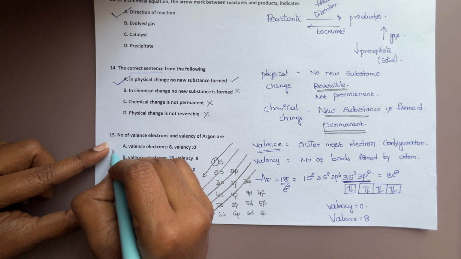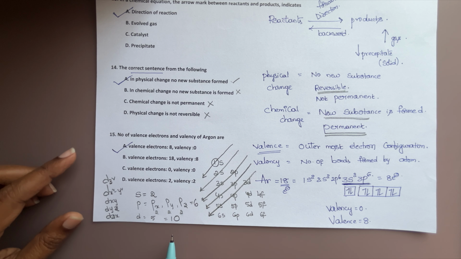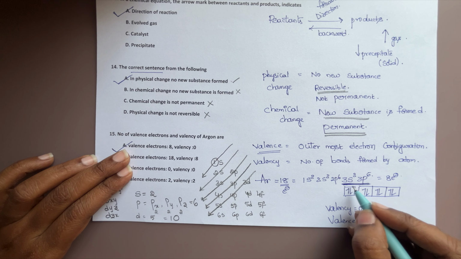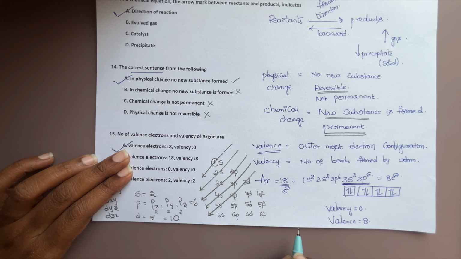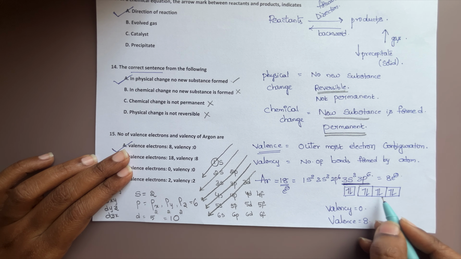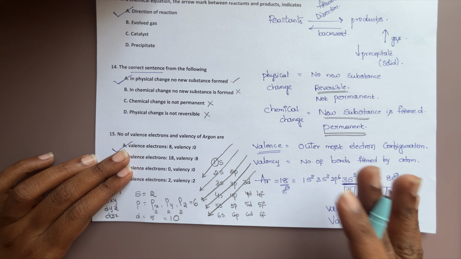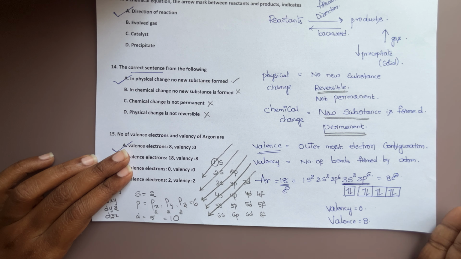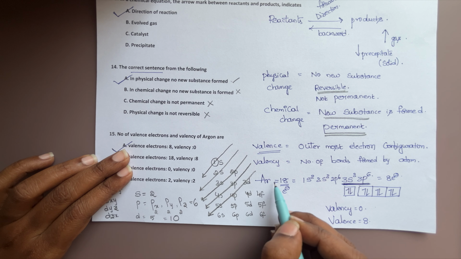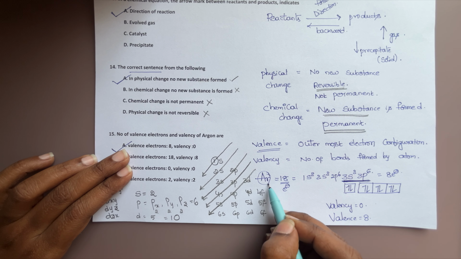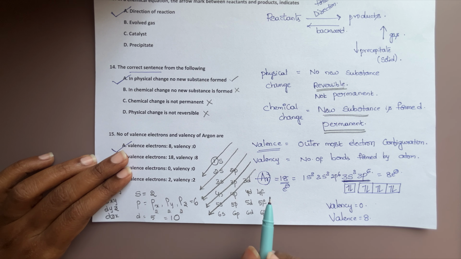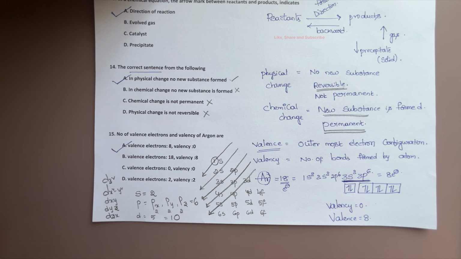So the first option itself is the correct answer, because valence electrons are the outermost electrons, 8 electrons. Valency means the number of bonds formed with other substances. Because it is completely filled, it won't react with other substances or form bonds. That's why it is an inert gas, which generally doesn't form bonds. So the first option is the correct one.